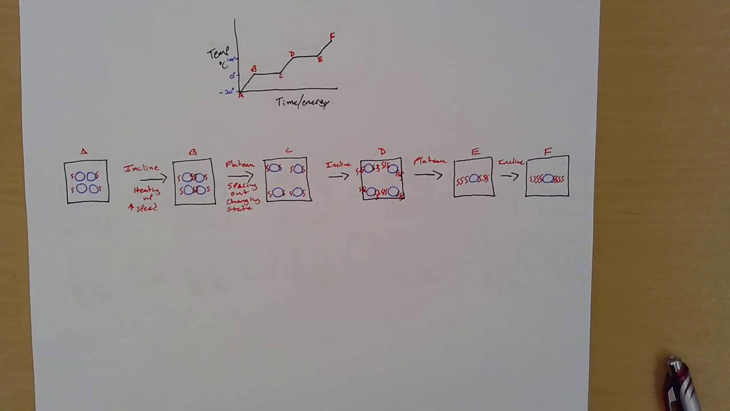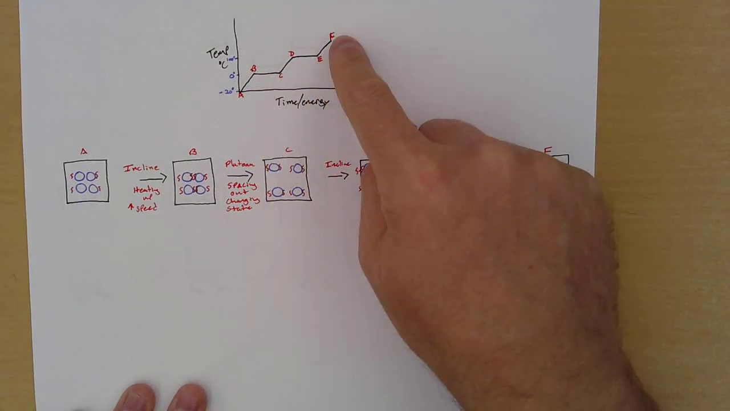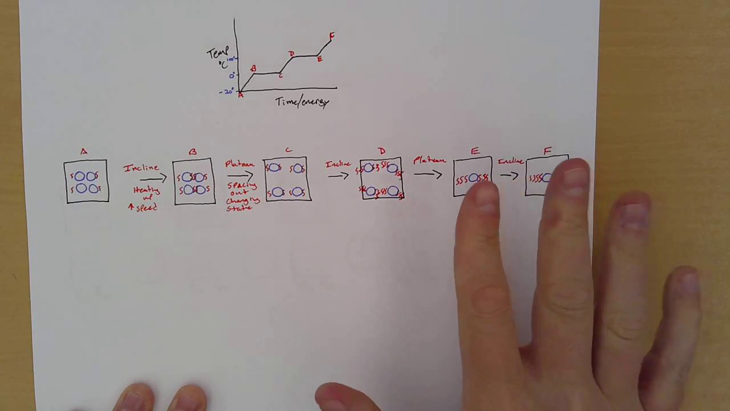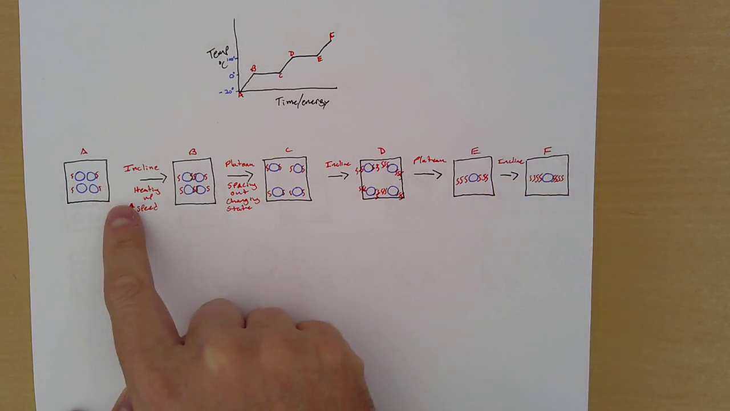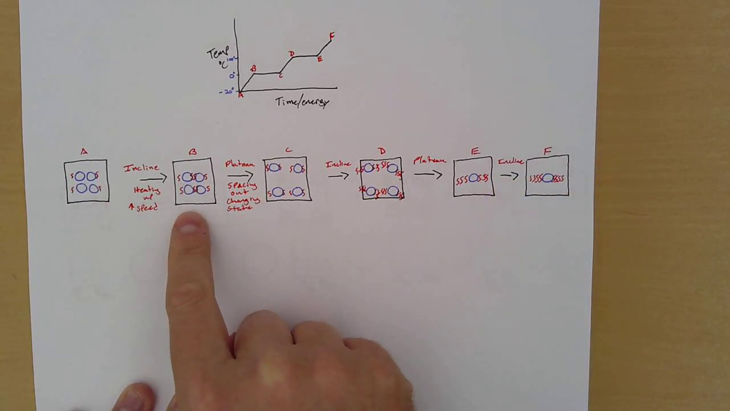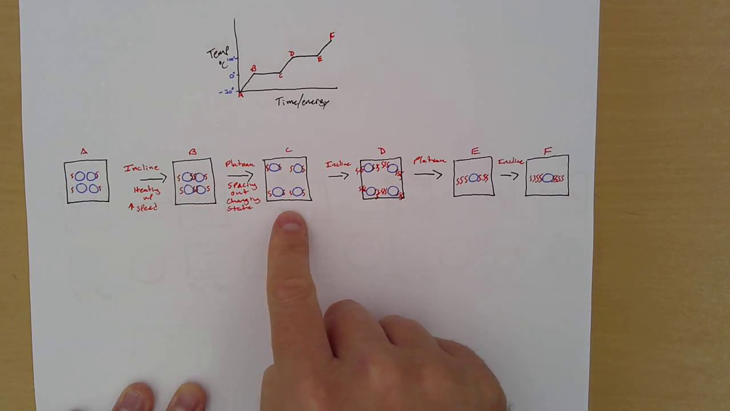So where we left off last time is where we talked about heating curves and cooling curves. When we look at this, what we're seeing is energy being added. And here's what's happening to the particles on each step. When we see an incline, from A to B, particles are heating up. They're getting more speed. Then when we hit a plateau, like between B and C, they're starting to space out.